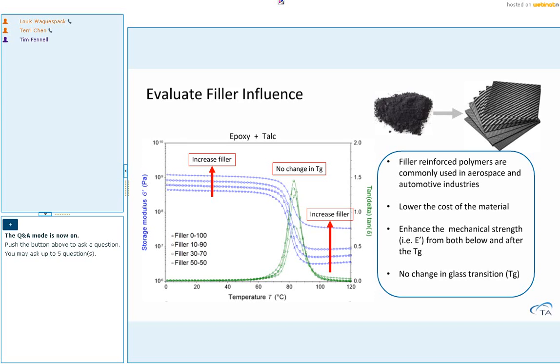Here is an example of using DMA to measure an epoxy composite with different amounts of talc filler. From these measurements, we can quantitatively measure how much improvement we can achieve by adding a certain percentage of talc. But filler enhancement will not change the glass transition of the thermoset material.